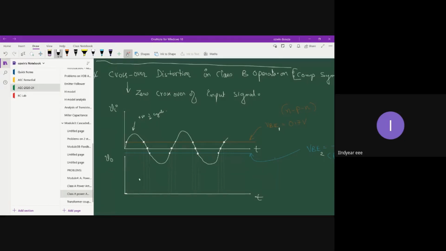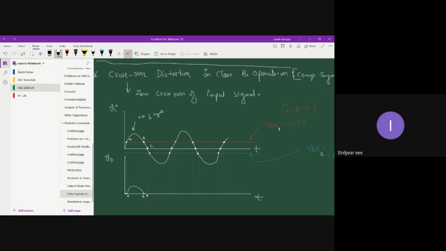So the transistor is going to conduct from point A to point B. So this is A and this is B. So transistor will conduct here. Done. Now again, from point B to point C, you see that your input is less than VB1. Therefore, the transistor stays in cutoff region. Hence, there is no conduction.